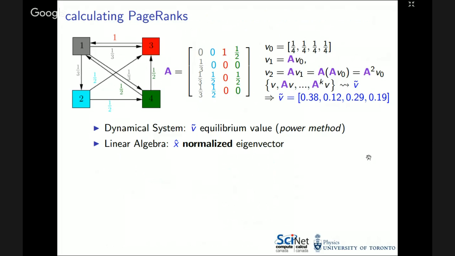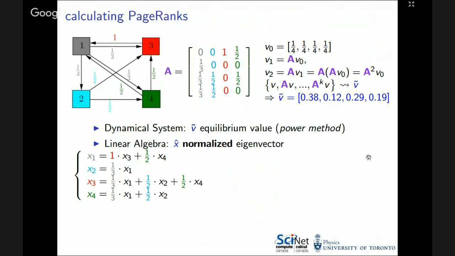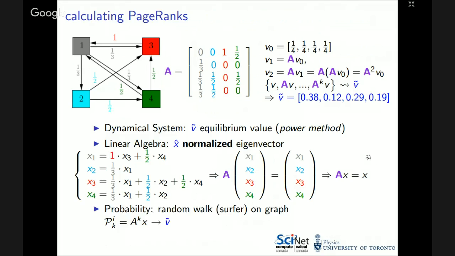Okay. So depending on the discipline, you call this in different ways. If it is a dynamical system, this is the equilibrium value. If it is linear algebra, it's a normalized eigenvector. But basically, the idea is that you can rewrite this system as the Ax equal b equation, where in x you have the vectors x1, x2, x3, x4, and then you end up with that solution for the system. In the same way, if you are doing probability, this is the random walk or surfer on the graph. So the Google matrix I was talking about before can be defined as this. Oops, sorry. And then the vector B is the solution for that system.